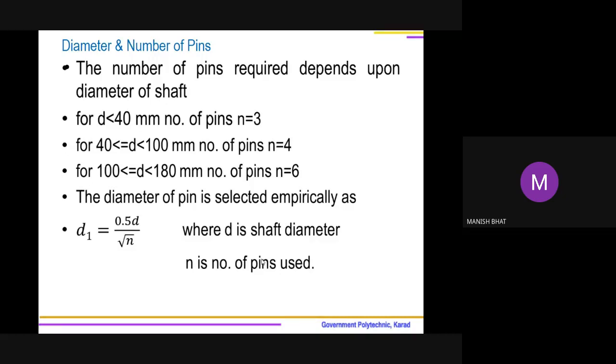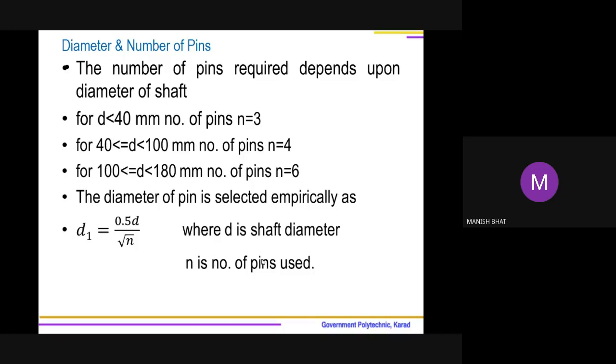If diameter of shaft is 100 and it is less than 180, you will be selecting 6 number of pins. And when diameter comes out to be 180 and more than 180 up to 240, you can select 8 number of pins. Like that is the convention of selecting pins. And our requirement is to select more number of pins naturally, so that overall force coming on pin will be less, and the dimensions of pins will be less.